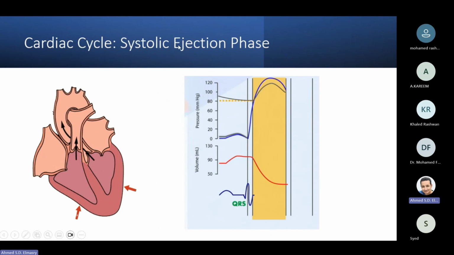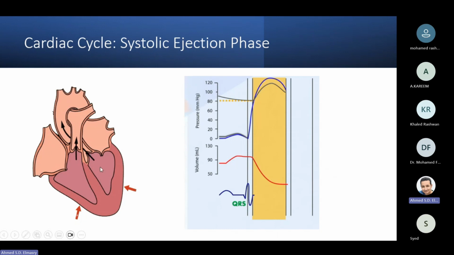Going to the next phase, which is the ejection systolic phase, it starts at the end of the QRS complex till the end of the T wave by the ECG. At this phase, the aortic valve will start opening. The ventricle is still contracting while the mitral valve is closed. The aortic valve will start opening.